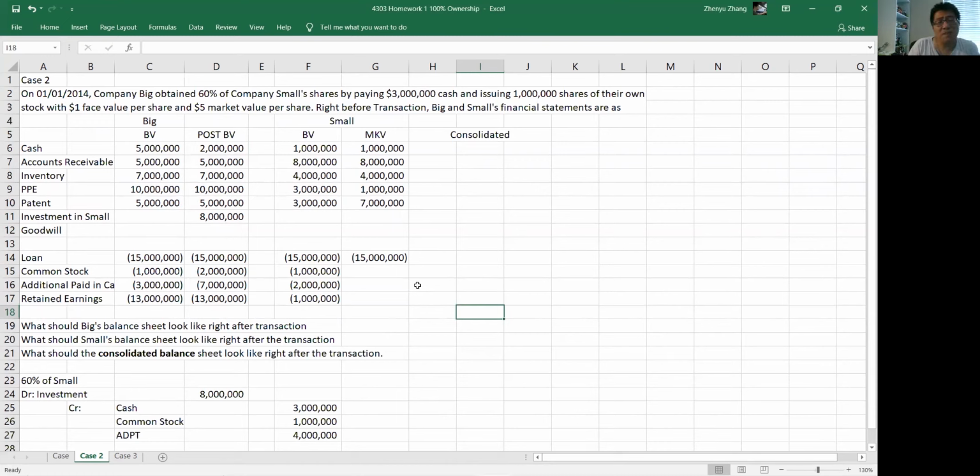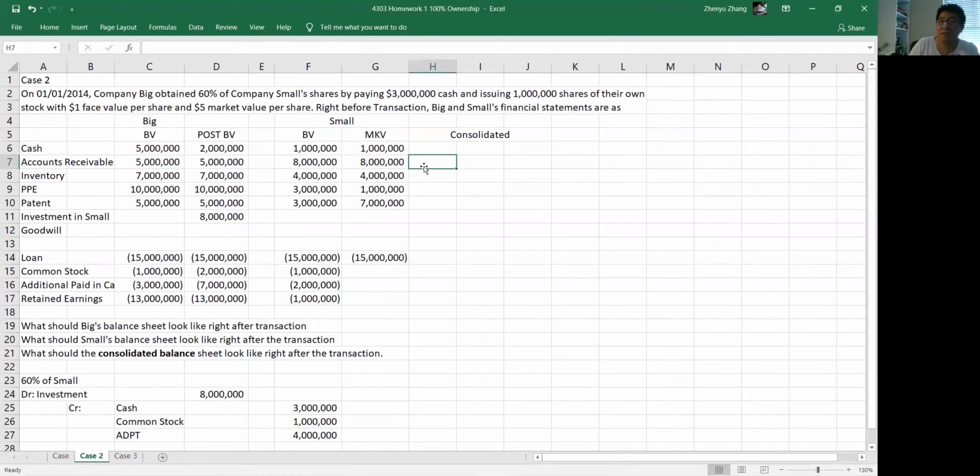So next, what should Small's balance sheet look like right after the transaction? Again, no difference, because Small didn't get anything. Can you see that? So now things get a little bit more fun. All right, so we know when Big buys Small, Small didn't change.